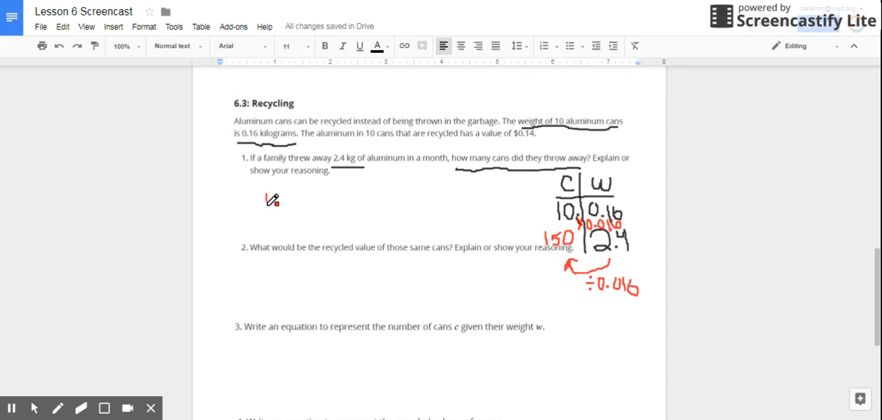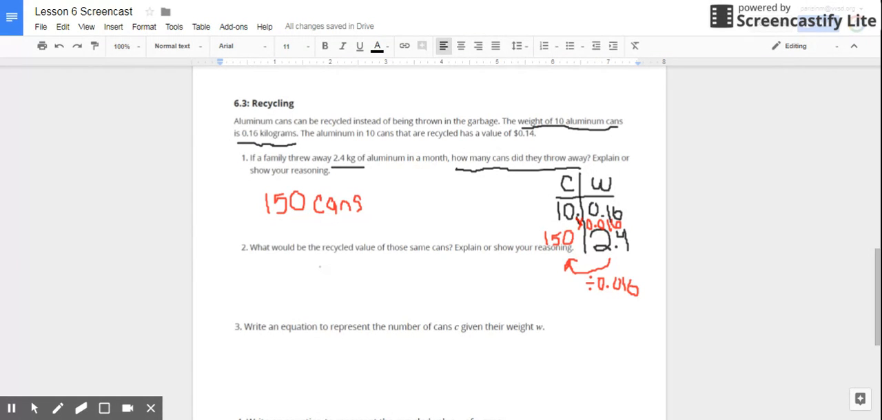So my answer is 150 cans. And where it says explain or show your reasoning, by drawing a table, I did show my reasoning right here: 2.4 divided by 0.016 will give me 150. Okay, so now next question. What would be the recycled value of those same cans?